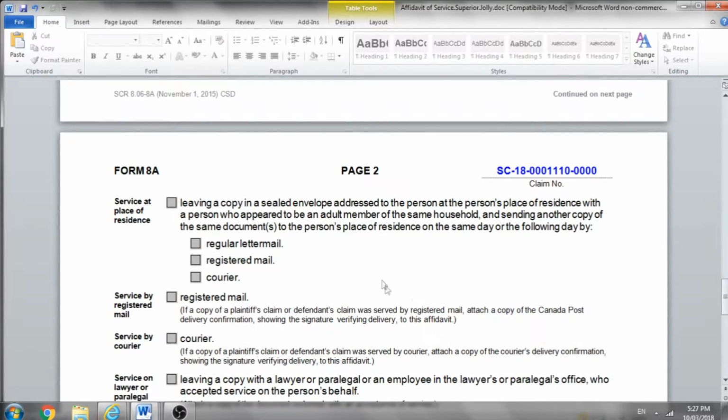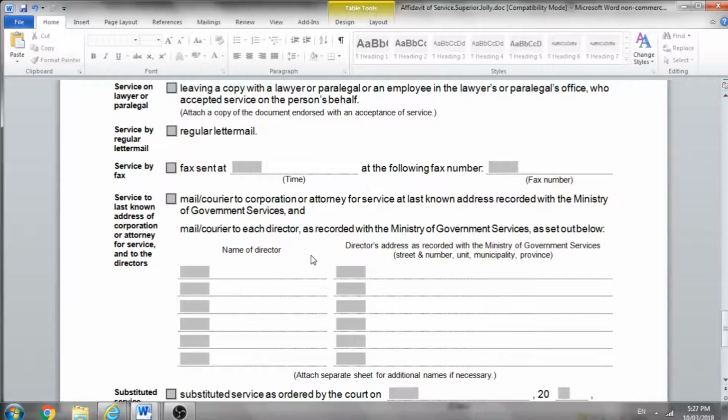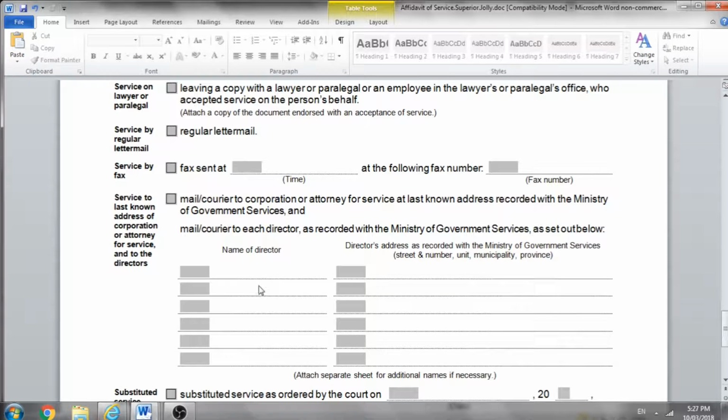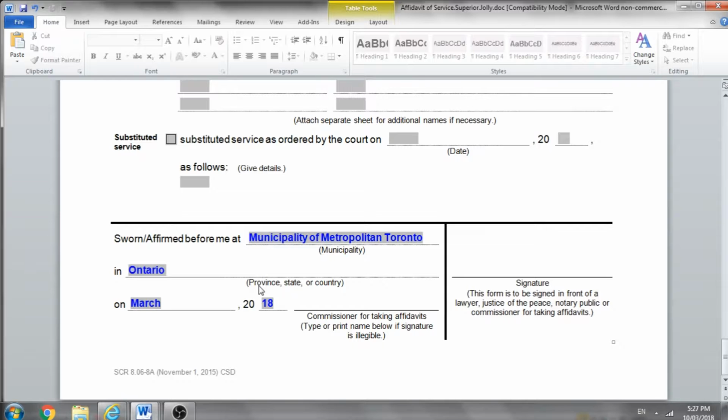Now, that's it. We can see here that there are other forms of service that have boxes that can be checked off, but again, it depends upon the type of document which is being served. Some of these forms of service would not apply to our situation where we're serving a plaintiff's claim on a corporation. Now there would be a second affidavit of service that would need to be prepared with respect to the claim and its service on Joseph Jolly. This form will be signed by Ms. Papers and it will be commissioned by a commissioner for taking affidavits.